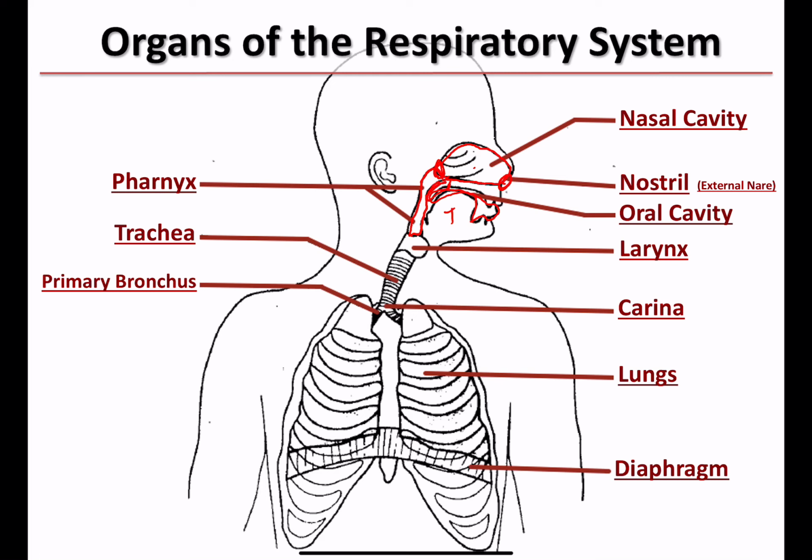So as far as the roles that these structures play in our respiratory system, air is going to come in through our nasal cavity and our oral cavity, and then from these two structures it's going to go into our pharynx. Then our pharynx reaches a point where it connects to our larynx, our voice box, and the air is going to go through that voice box and into this large tube right here called the trachea.